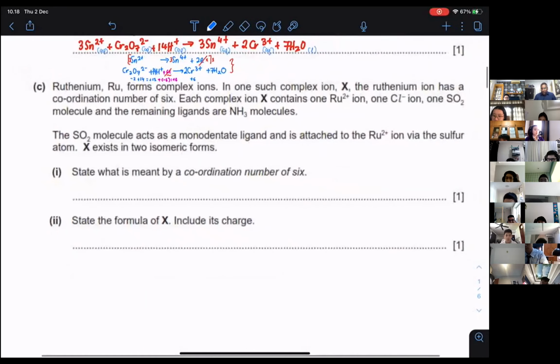In one of the complex ions, the ruthenium ion has a coordination number of 6.